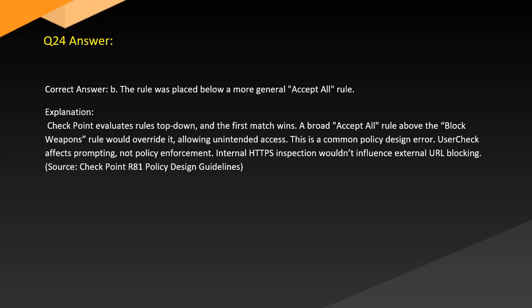Answer. Correct answer: B. The rule was placed below a more general accept all rule. Explanation: Checkpoint evaluates rules top down, and the first match wins. A broad accept all rule above the block weapons rule would override it, allowing unintended access. This is a common policy design error. User check affects prompting, not policy enforcement. Internal HTTPS inspection wouldn't influence external URL blocking. Source: Checkpoint policy design guidelines.